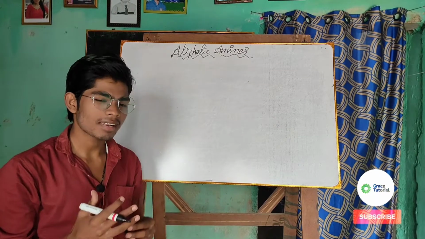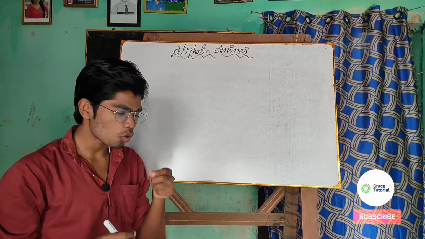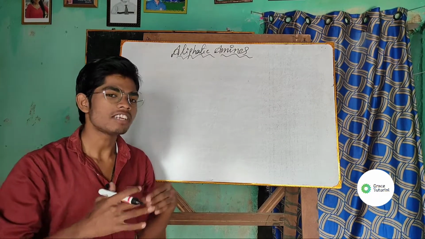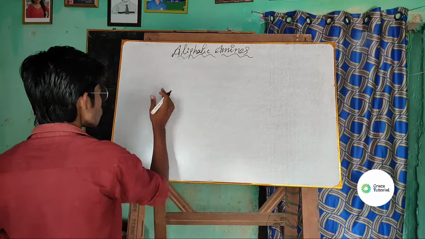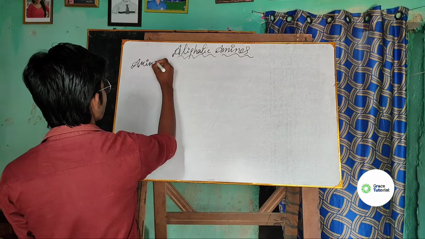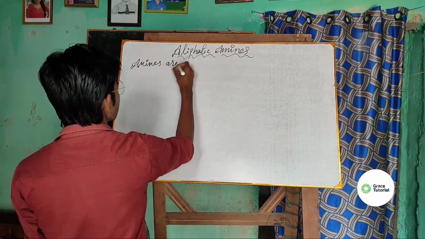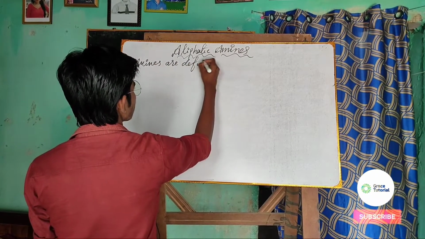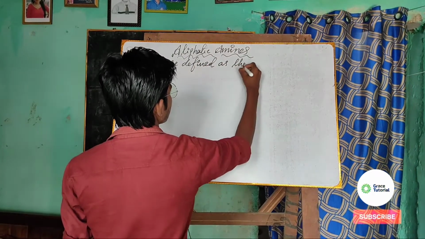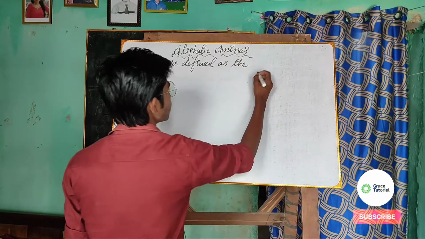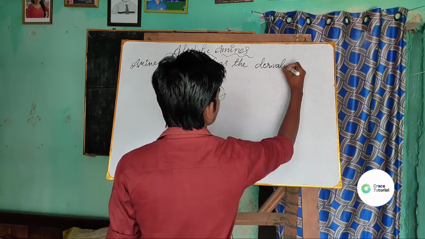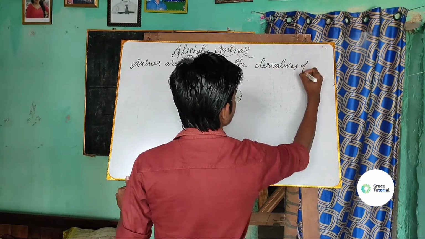Well, first of all, let us try to understand what we mean by amines. Amines are basically the derivatives of ammonia. So how are the amines defined? Amines are defined as the derivatives of ammonia.